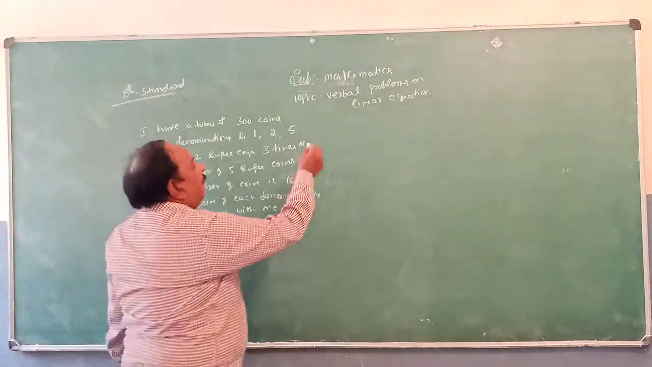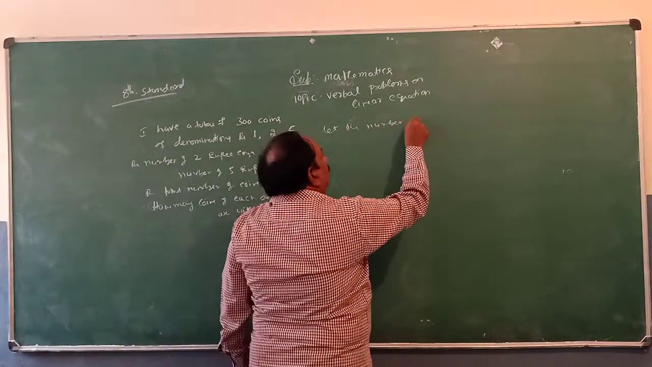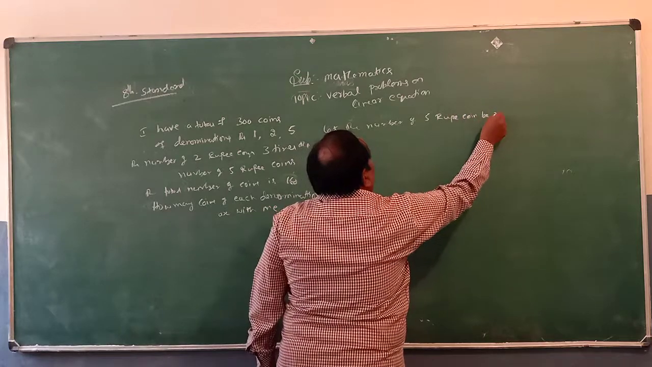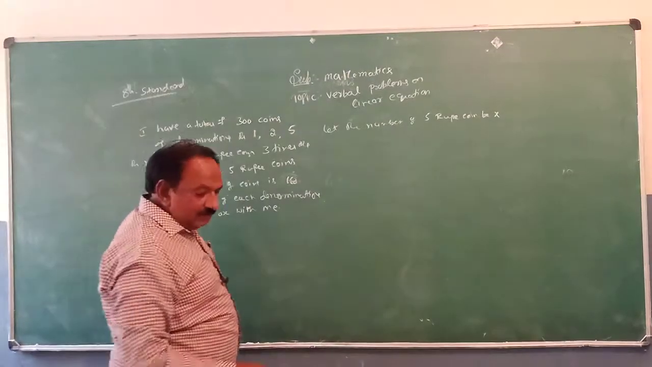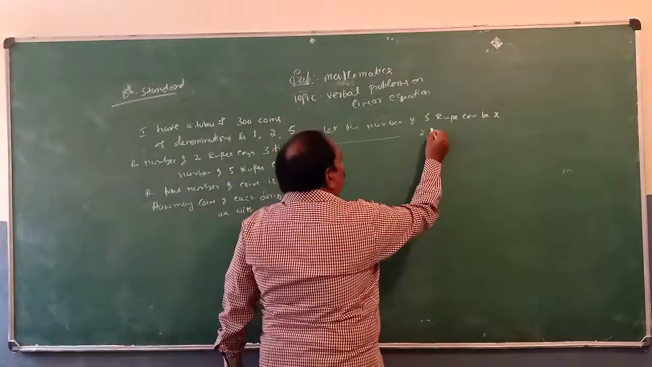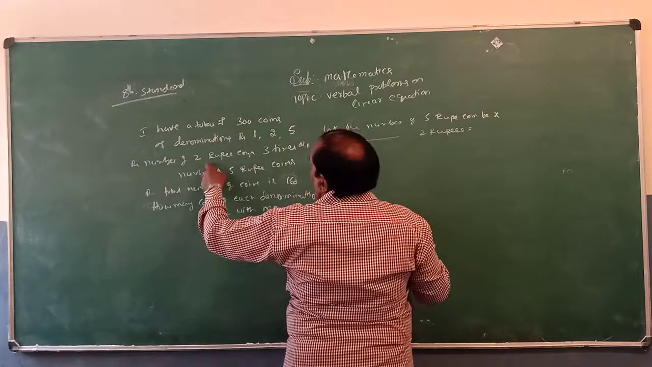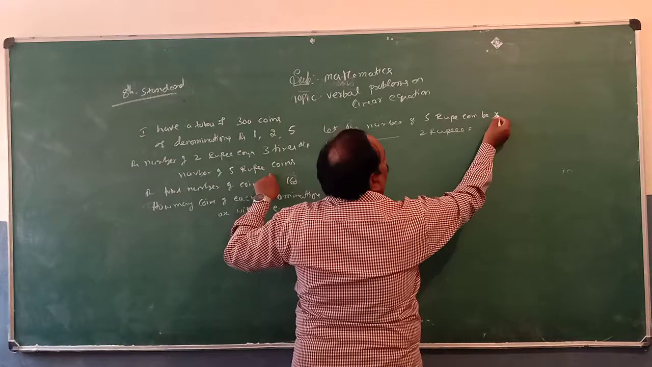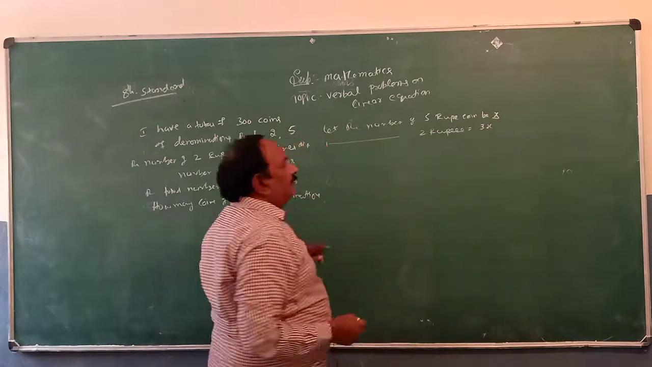Let the number of 5 rupee coins be x. The number of 2 rupee coins is 3 times the number of 5 rupee coins. 5 rupee coin is x, 2 rupee coin is thrice, 3x.